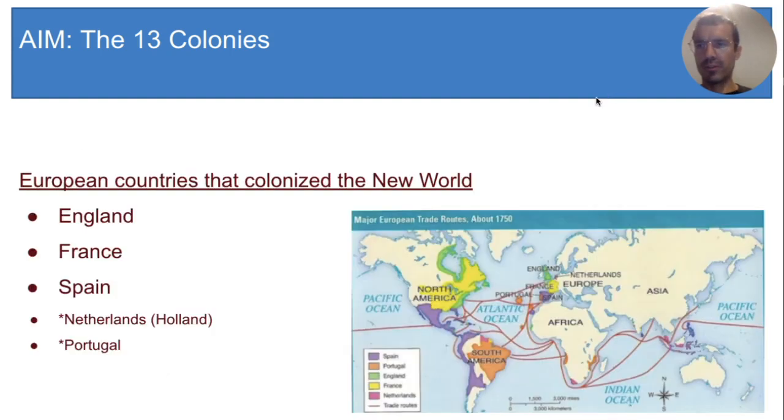So in the last video, you saw how several European countries colonized the New World starting in the 1500s. Today we're going to focus on just one of those countries, England. England had a huge empire with colonies all over the world, but in this unit we're going to focus on a specific group of British colonies, the ones that England controlled in North America.